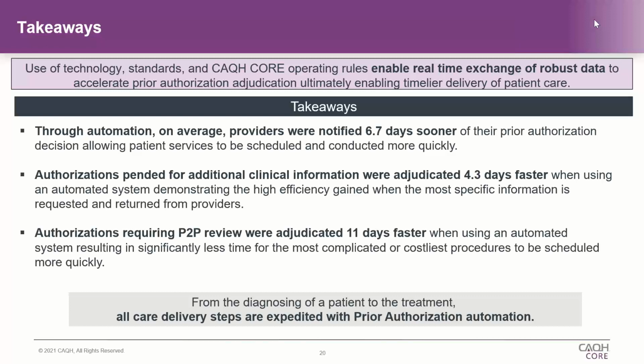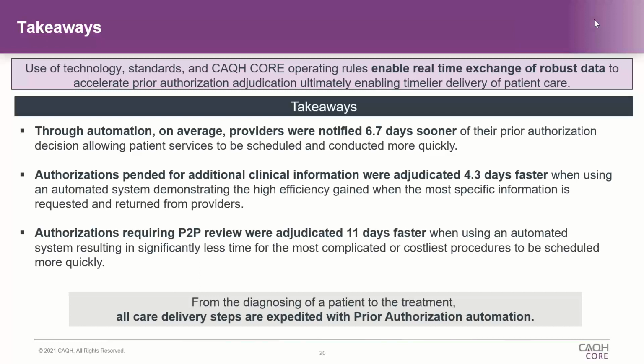A metric related to the CAQH CORE operating rules included authorizations that were pended for additional clinical information. These were adjudicated on average 4.3 days faster because of the automation. This was due to the fact that providers were submitting more accurate data and information to the health plan initially, and thus health plans were able to ask for more specific information to adjudicate the request. Cleveland Clinic staff knew exactly what data to include at the beginning of the process, so fewer authorizations were pended for additional information, and for those that were pended, were able to provide the specific data needed for the prior authorization to be adjudicated.